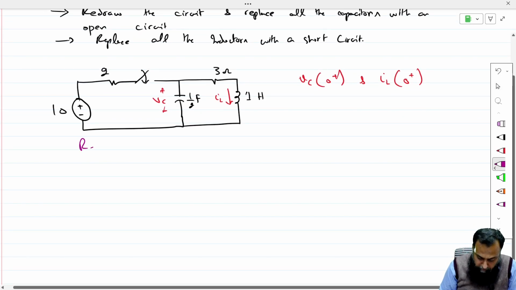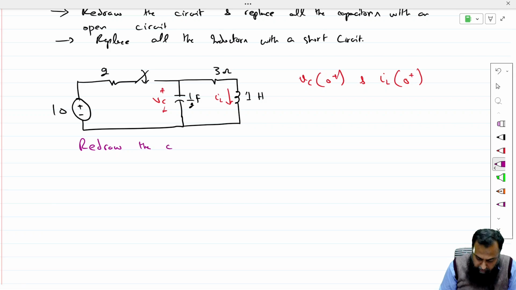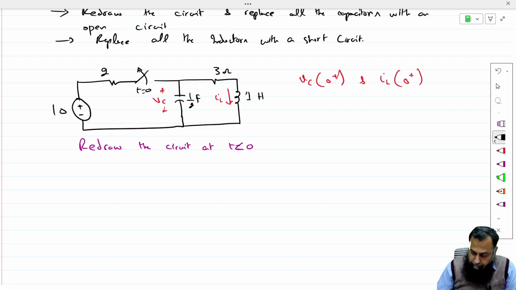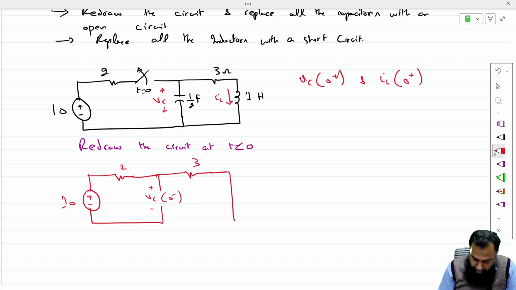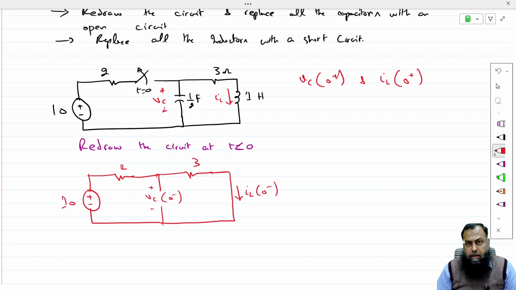Step 1, we will redraw the circuit at t less than 0. Remember that this will open at time t equal to 0. So for t less than or equal to 0, this circuit shall be of this shape. This is 10, this is 2. We will replace this with an open circuit, so this will constitute Vc0 negative. Here we have this 3 ohm resistance, and this inductor is replaced by a short circuit, and this is IL0 negative. So now it is a very simple linear circuit analysis problem.